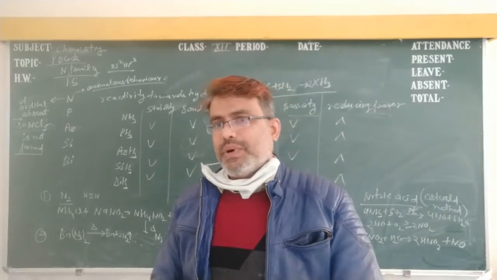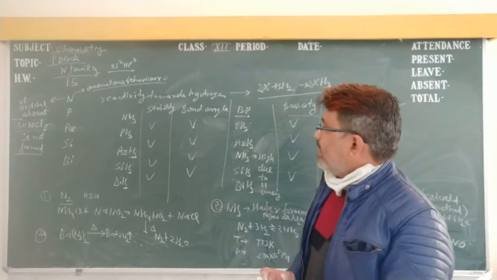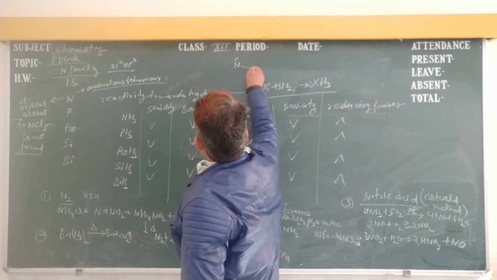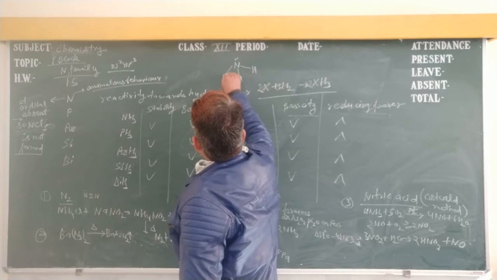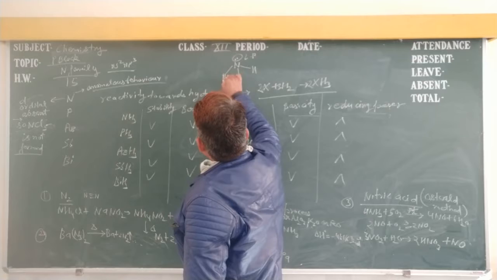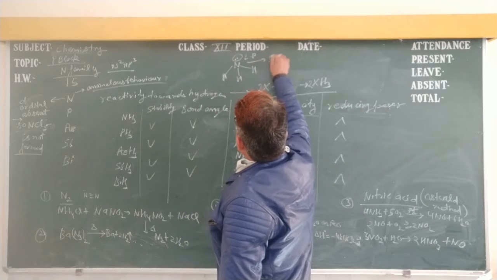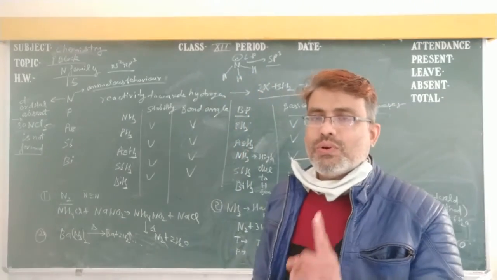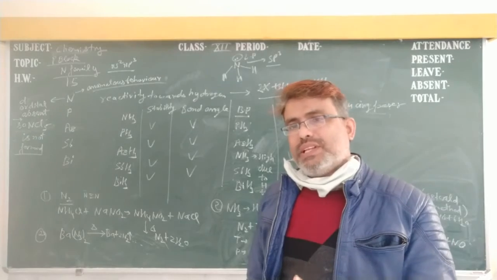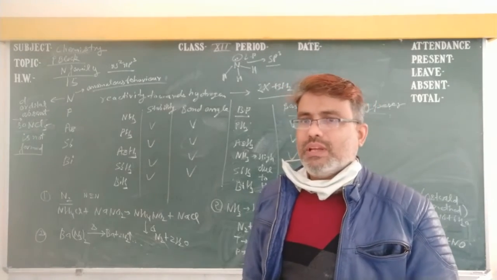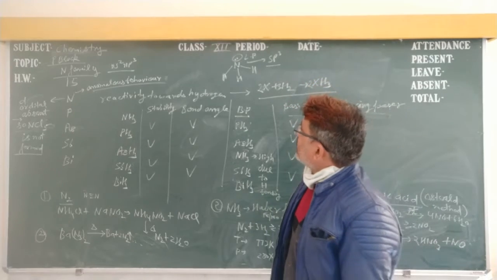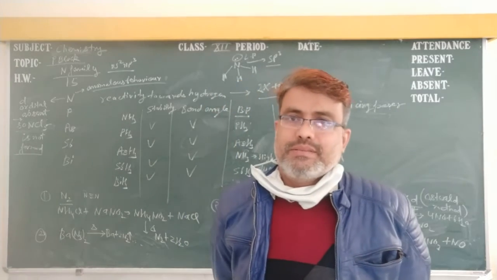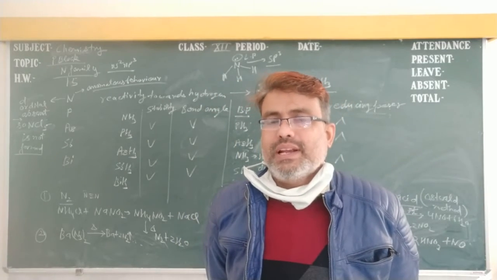Now we will see some properties of these hydrides. If you see ammonia, what is the type of hybridization? There are 3 bond pairs and 1 lone pair, so nitrogen is sp3 hybridized and the shape is pyramidal. Due to the presence of 1 lone pair, the shape is distorted pyramidal, not tetrahedral. One more thing: due to the presence of this lone pair, ammonia acts as a Lewis base.